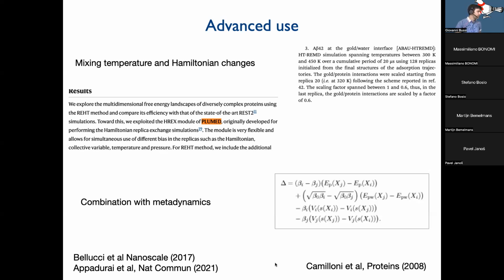Another thing that you can do is to combine this method with metadynamics or with methods based on collective variables. We have seen also in the previous masterclass how to combine parallel tempering with metadynamics. You can combine also solute tempering with metadynamics. And I think the first application of this was actually made by Carlo in 2008, although it was using a different implementation, not the one that we are discussing now.